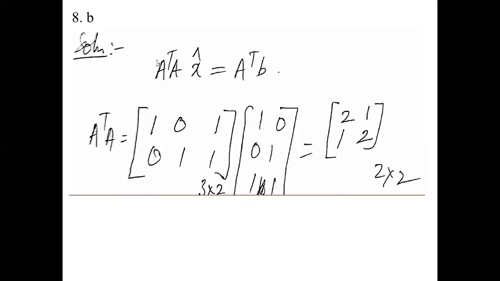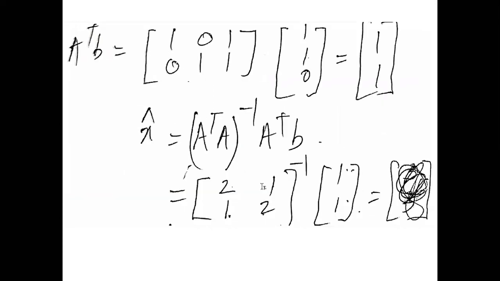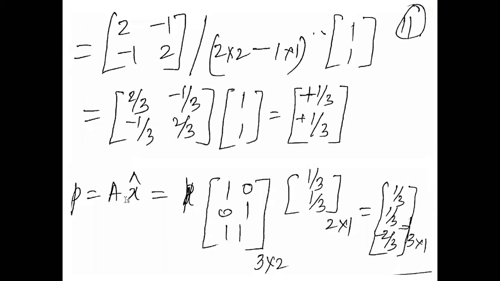Divide this matrix by its determinant. Swap the main diagonal. Exchange the sign of the other diagonal. Once you do that, you will get A transpose A inverse, and x bar turns out to be a very simple value. And you have been asked to find P equal to A x bar. So x bar is 1 by 3 and 1 by 3. So P will be nothing but A dot x bar. You can do that matrix multiplication to get 1 by 3, 1 by 3, and 2 by 3. So that's how we find the least squares solutions.